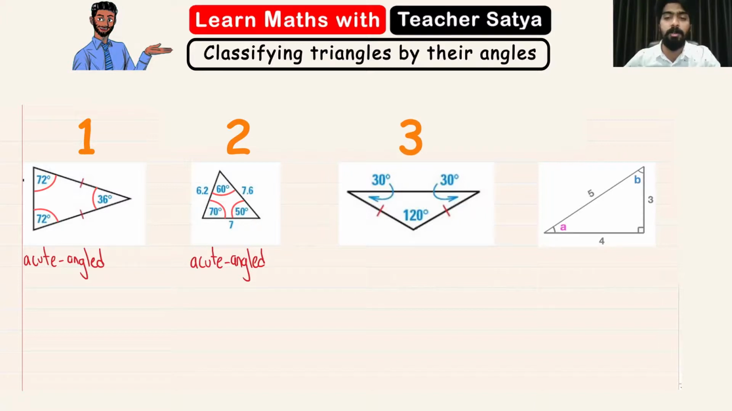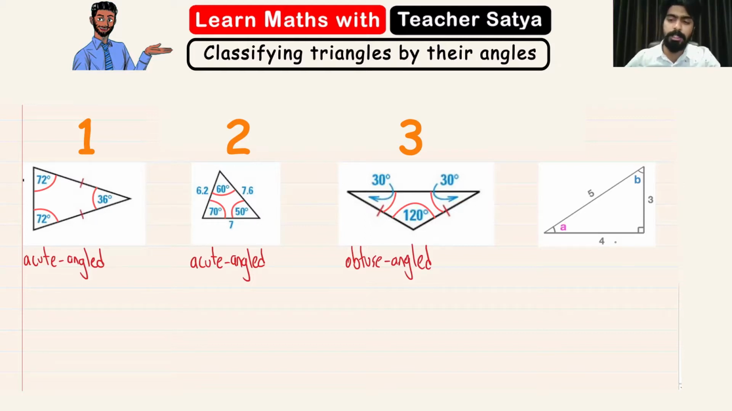Now if we take a look at question number 3, we have one angle which is 120 degrees and the remaining 2 angles are 30 degrees. Now 120 degrees is an obtuse angle, and in a triangle, if one of its angles is an obtuse angle, that means this triangle will be an obtuse angled triangle, right guys?